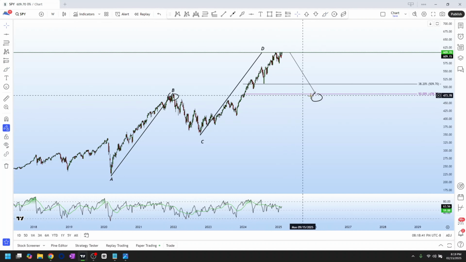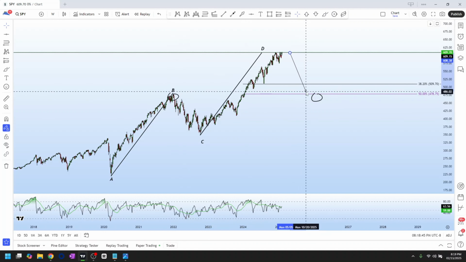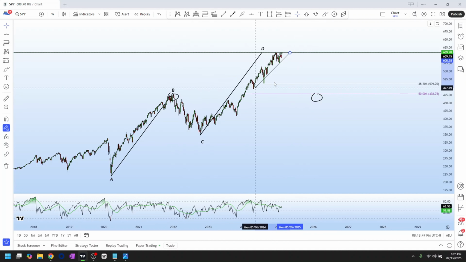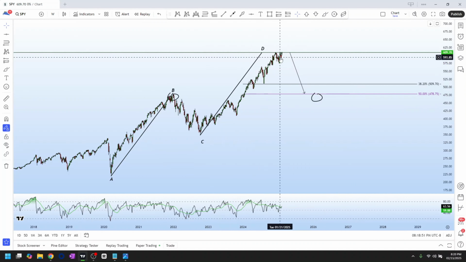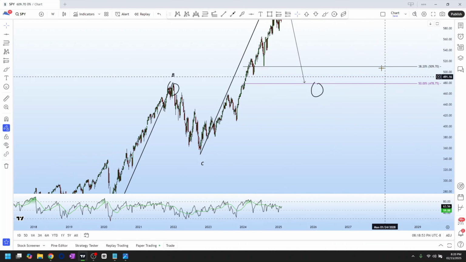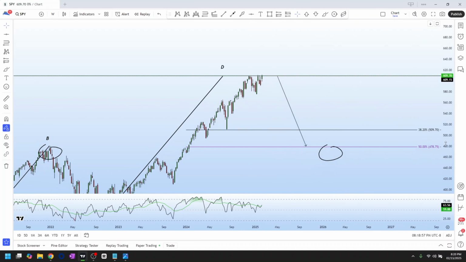There's nothing to suggest that it can't, right? But here's the structure. If it wanted to fall back down into where there's structure, that's a 50% retracement from the C to D leg. And again, this has been exhausted. It does not mean that's going to happen. You've got to slow down.